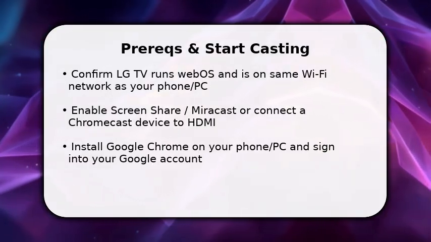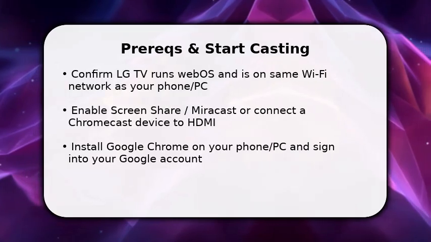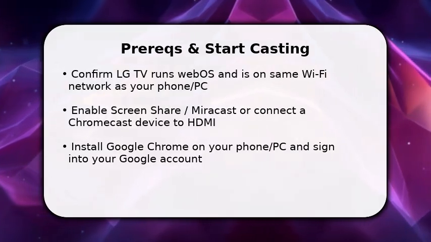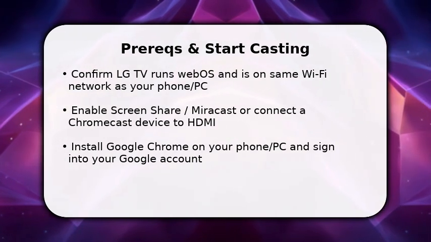Next, open Google Chrome on your phone or PC and sign in so tabs and casting options appear. This immediate setup avoids delays and lets you move directly into streaming Chrome content to the TV.